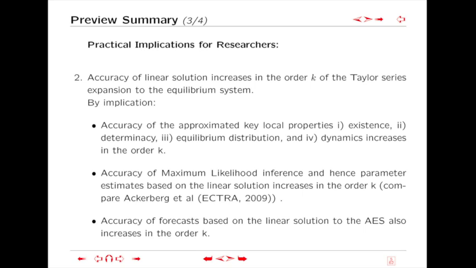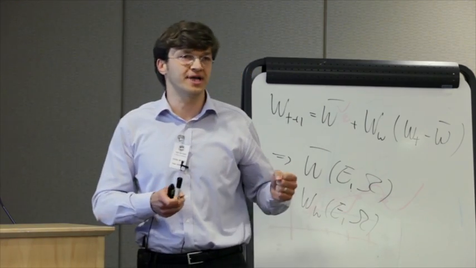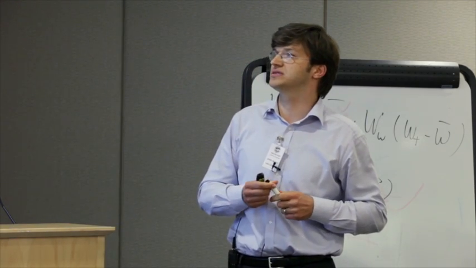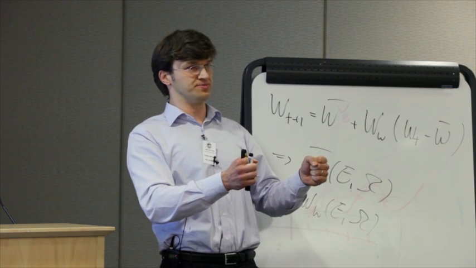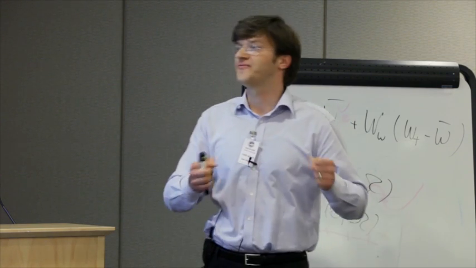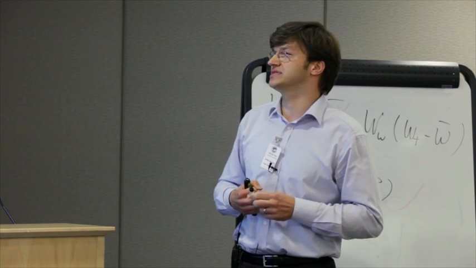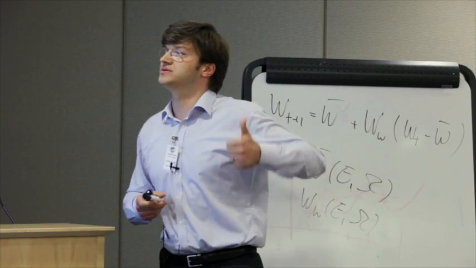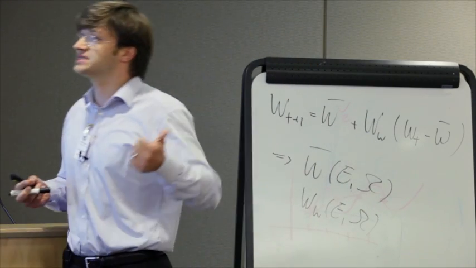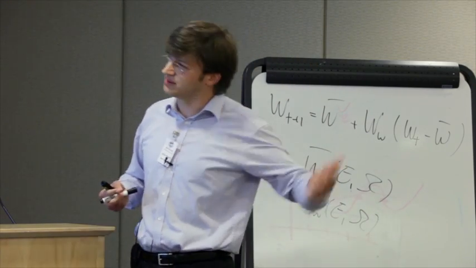The second practical implication, again on accuracy, is that the accuracy of the linear solution with respect to risk increases in the order k of the Taylor series expansion of the equilibrium system. Again, it is only the Taylor series expansion in the shock terms, for any given state point in the state space. So this also increases the local accuracy of the existence, determinacy, equilibrium, and so on.